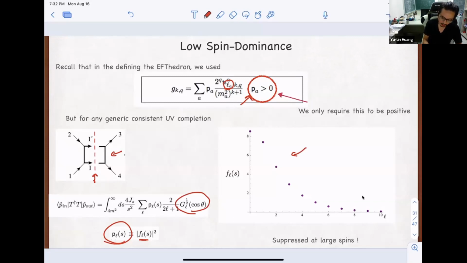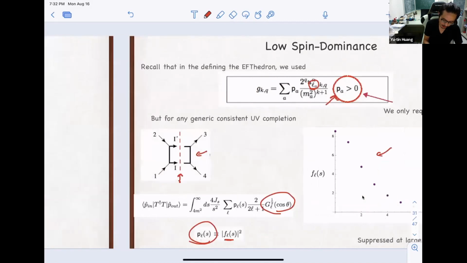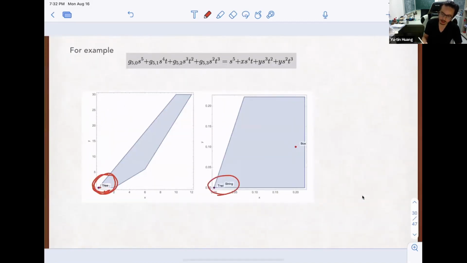So this suppression of your spectral function can be found for many different kinds of UV completions. So for example, this is string theory UV completions, where we're basically computing the coefficients of the Legendre polynomials associated with different mass levels and different spin. So for each mass level, if you plot the coefficient for different spins, you'll notice that there's a huge separation between the scalar piece and the spin one and the spin two piece. So it's actually heavily suppressed. This phenomenon is called low spin dominance. And this exactly explains why the real theories are actually clustered around a corner.